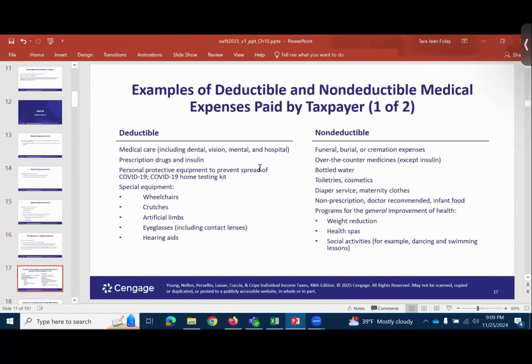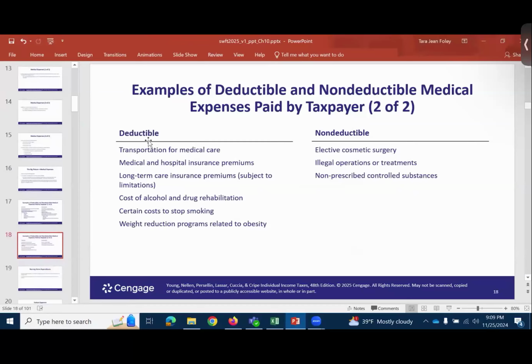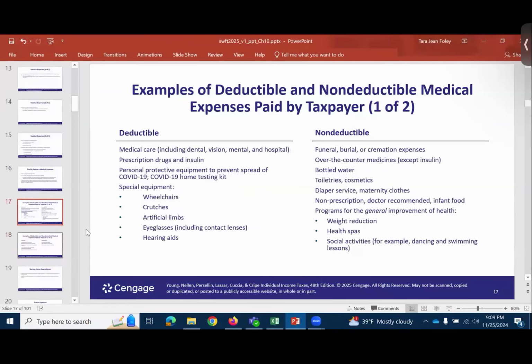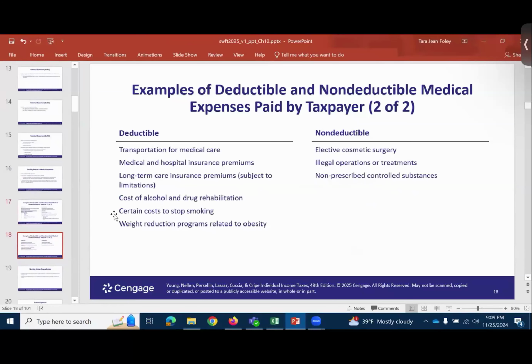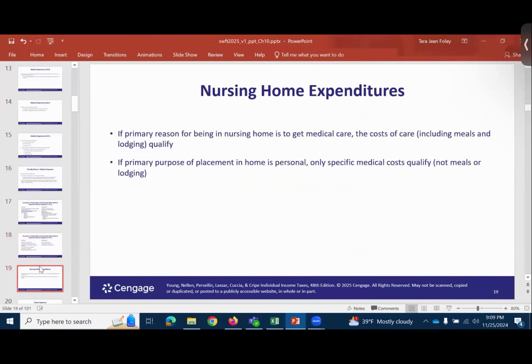Okay. What are some examples of what's deductible versus non-deductible? You can read all those. You probably should have already read the book already. So driving to and from the medical care is deductible. Things that you have to buy, cost of alcohol and drug rehab, things that are not illegal operations, non-prescribed controlled substances. Nursing home: if you are put into a nursing home to get medical care, the cost of that care, including meals and lodging, qualify.